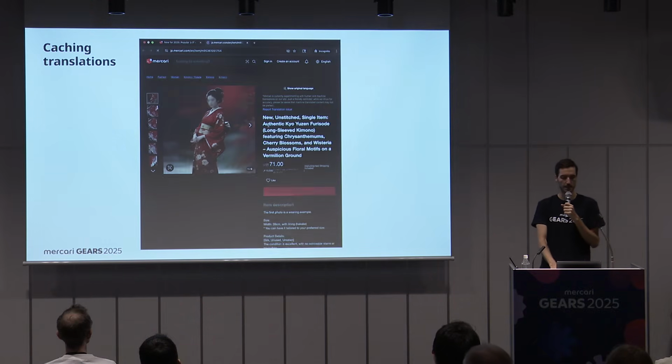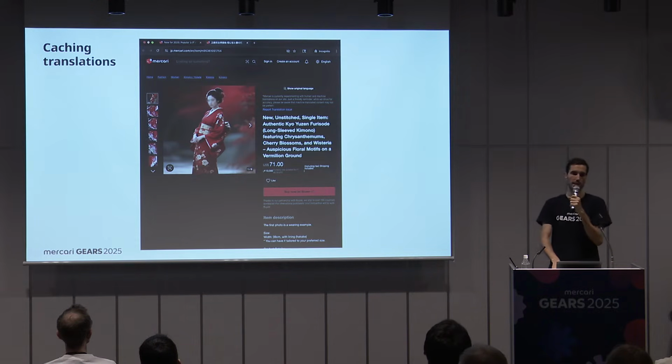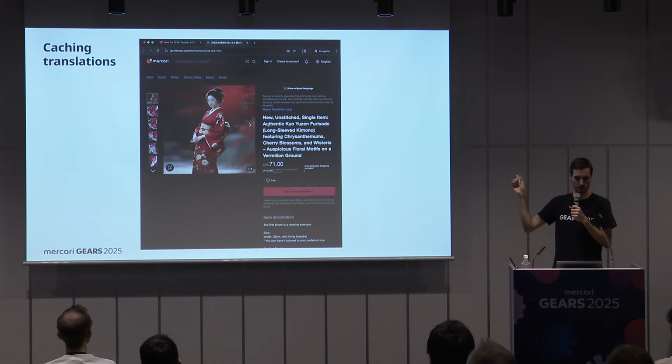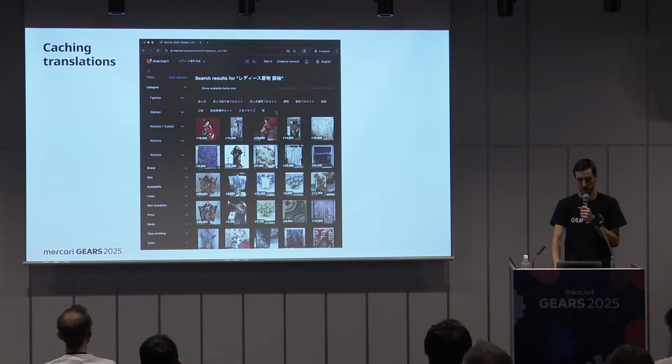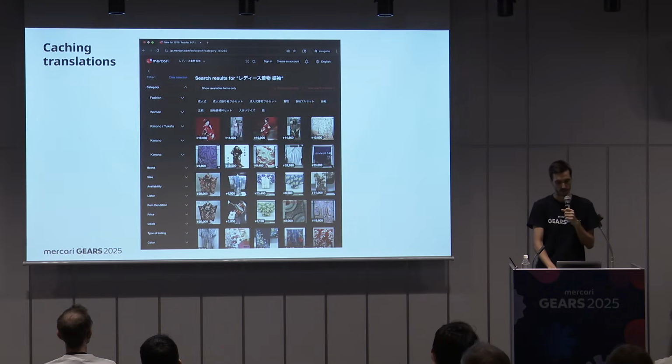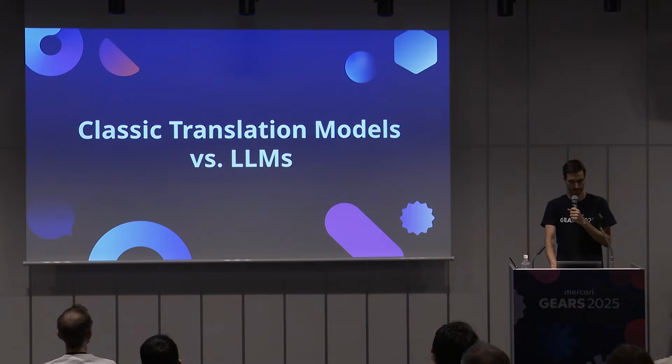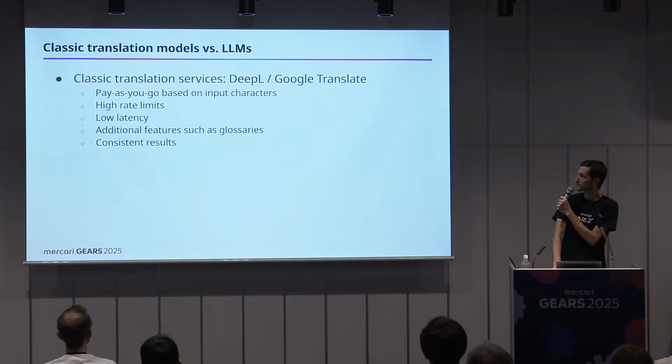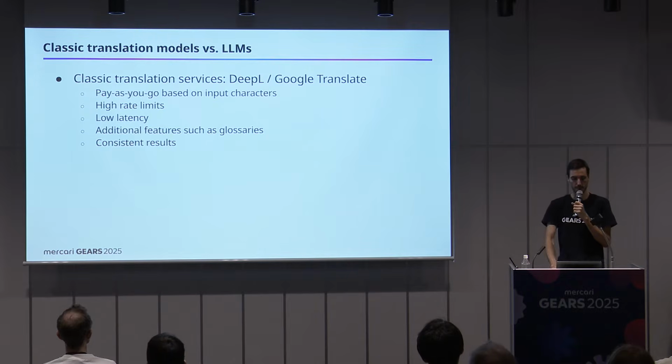So how we mitigated that is that for every subsequent visit, we actually cached the translation. So every subsequent visit, it's returned immediately, so the user doesn't have to wait. And that's the best we could find, and in terms of cost, it's better for us. All right, so let's look at some differences between classic translation models and LLMs.